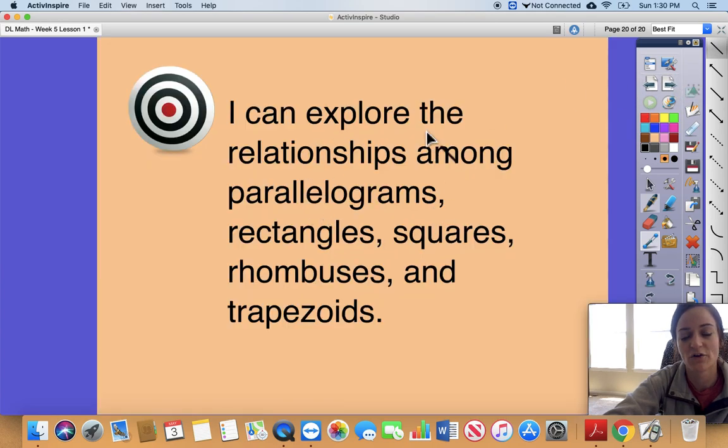All right, so hopefully after that activity, and hopefully I didn't confuse you too much, this wasn't my best lesson, that's for sure, you can explore the relationships between parallelograms, rectangles, squares, rhombuses, and trapezoids. So please let me know if this lesson was super confusing to you. Hopefully it wasn't too bad.